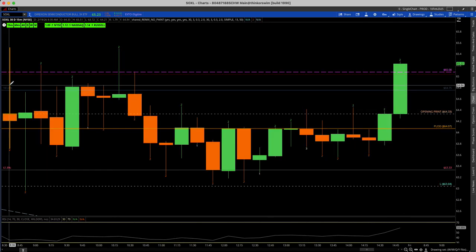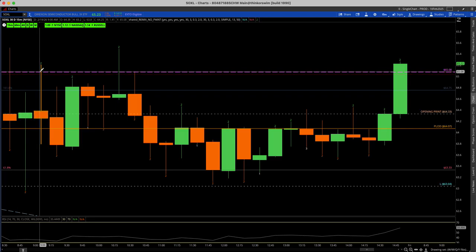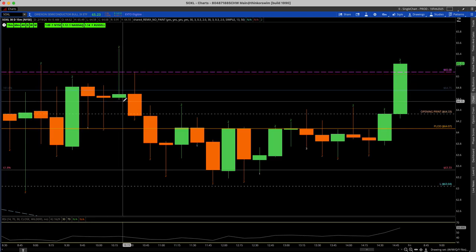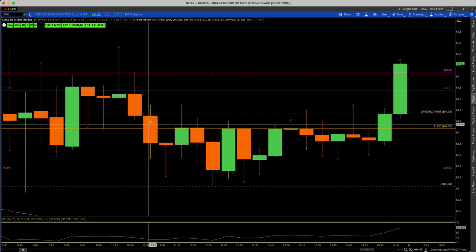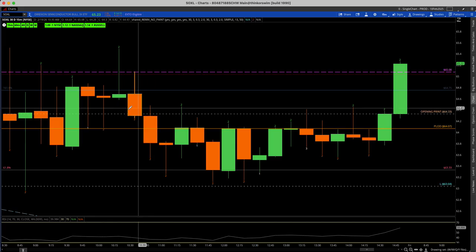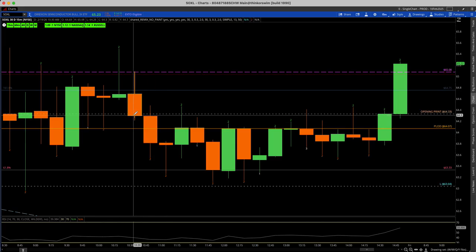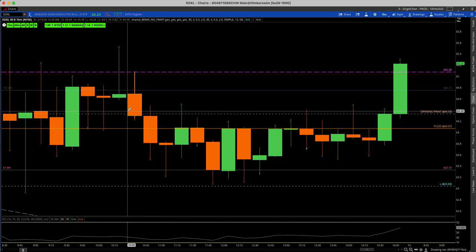So if you were looking at it from the standpoint, okay, we failed it early, as soon as the market opened, we failed it not too long after the market opened, we failed it again here. If you wanted to enter there, I wouldn't be mad at you either. You're just slightly above opening print as well, so you're really close to where price opened up.